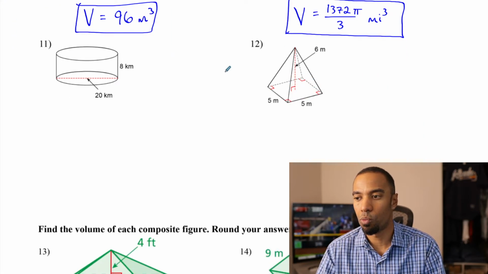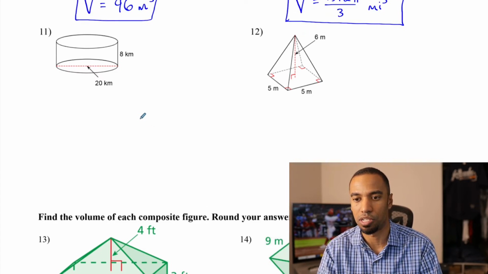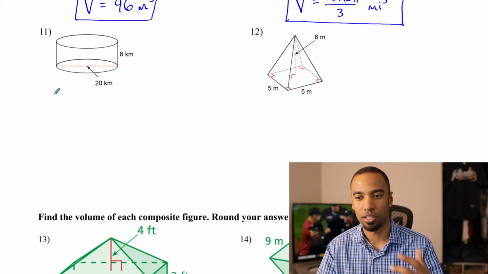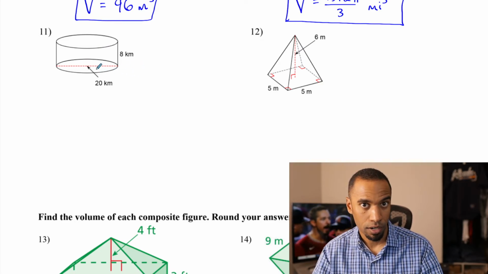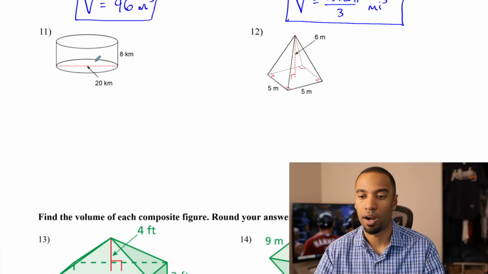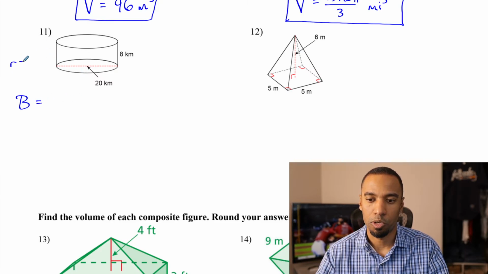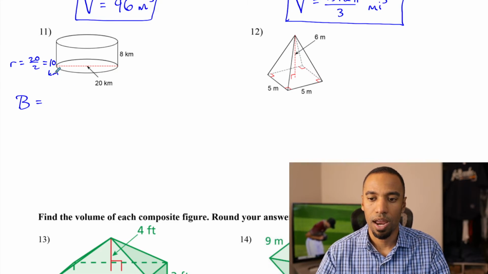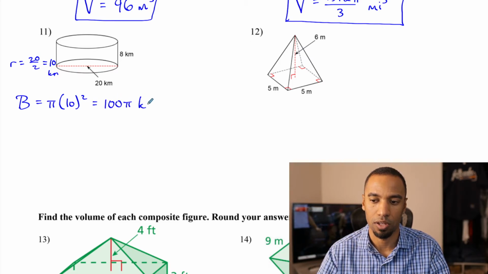All right, 2 more where we do in terms of pi here with regular figures, and then we'll go to some composites on 13 and 14. Number 11, I have a cylinder, which again, it's a massive cylinder, 20 kilometer diameter, and we're going to have to get a radius because area of base is pi r squared. So in the cylinder here, area of base being pi r squared, let me do radius first, 20 over 2, which is 10 kilometers. So area of base is pi times the radius squared. That's going to be 100 pi square kilometers.